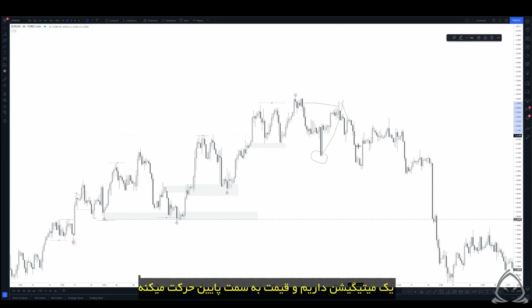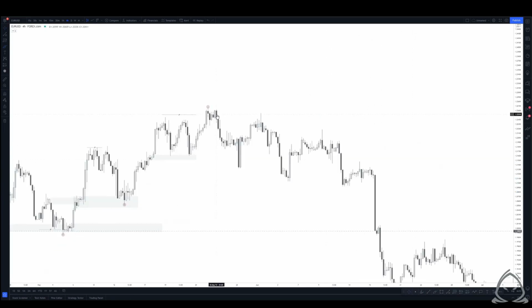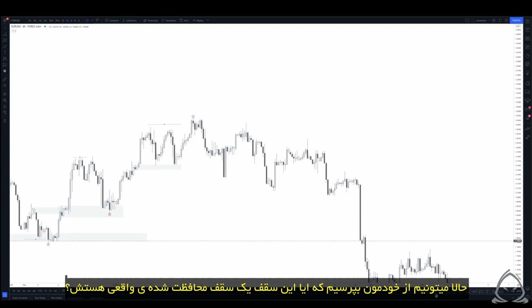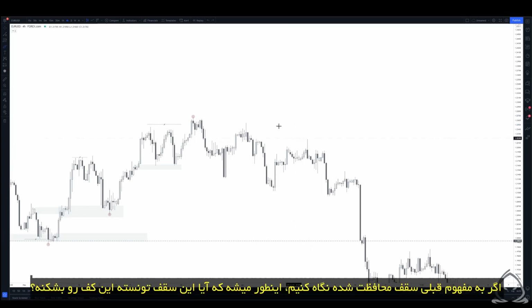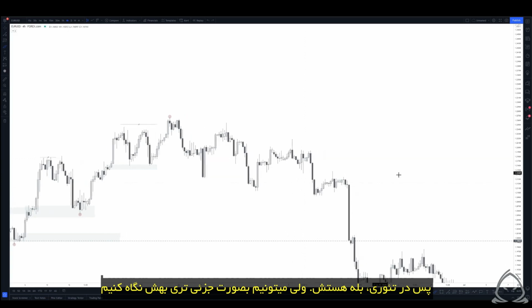We get a mitigation, price then moves to the downside, and what do we get? A new break of swing structure. Now what we can ask ourselves is, does this high right here create a true protected high? If we look at the previous definition of a protected high, it would be, was this high successful in taking out this low? Yes, it was. So in theory, yes, we could.